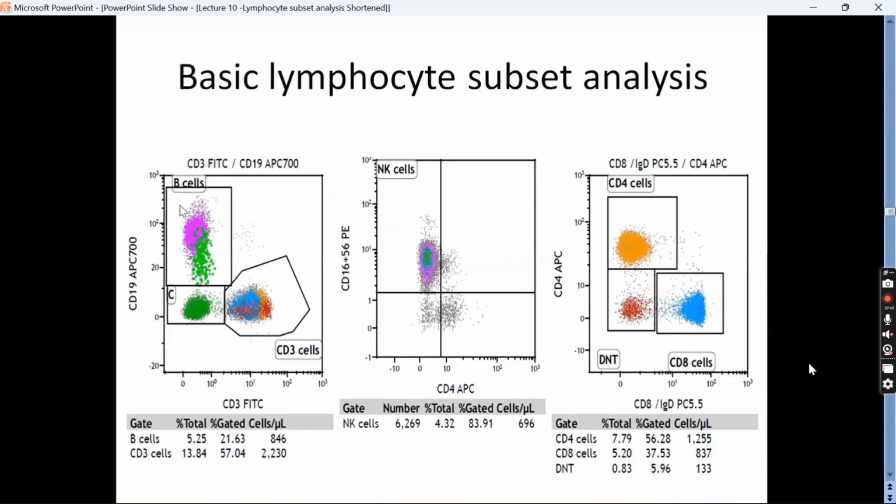Now this is how we do this. First we gate the lymphocytes. You know how to gate the lymphocytes, right? Side scatter versus CD45, the population which is bright CD45 is gated, and that gated population is applied here. Once it is applied, you gate the CD19 positive cells, which are the B cells, and then you gate the CD3 positive cells, which are the T cells.